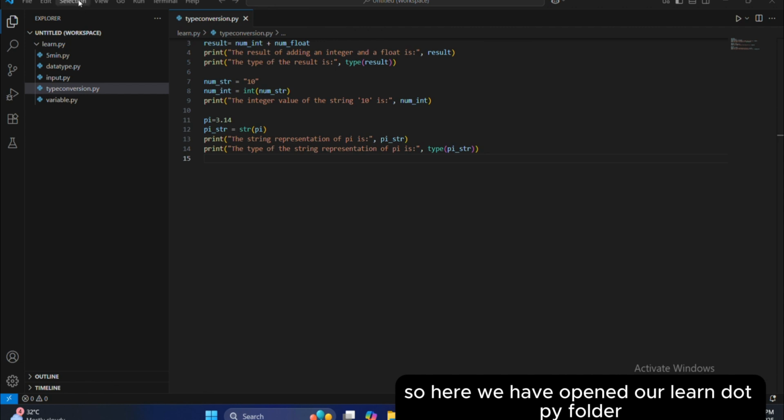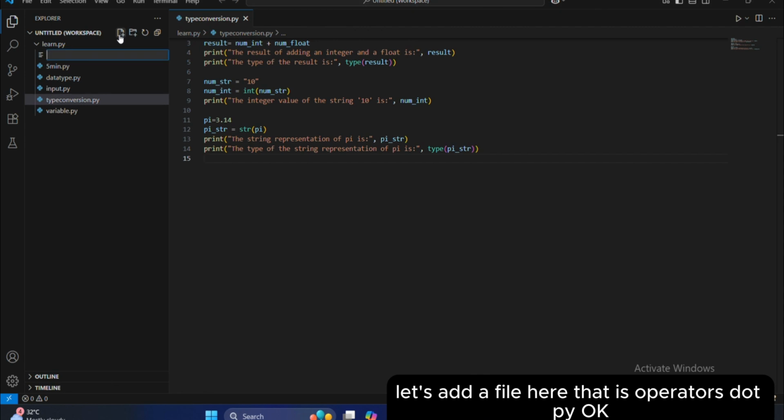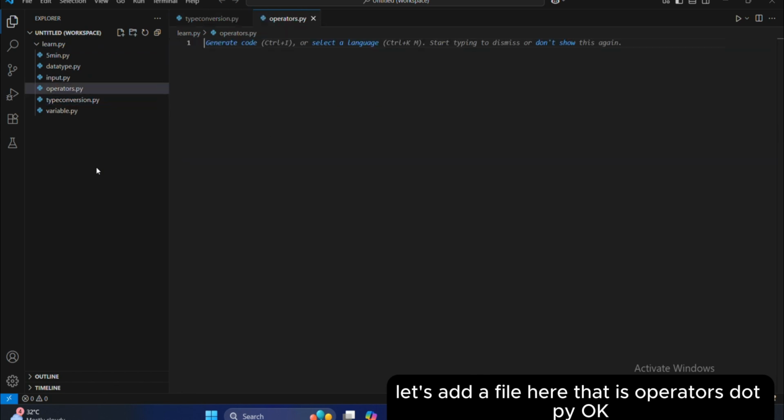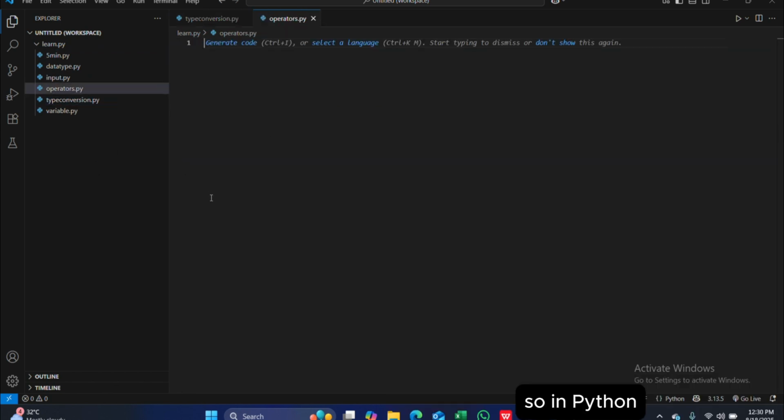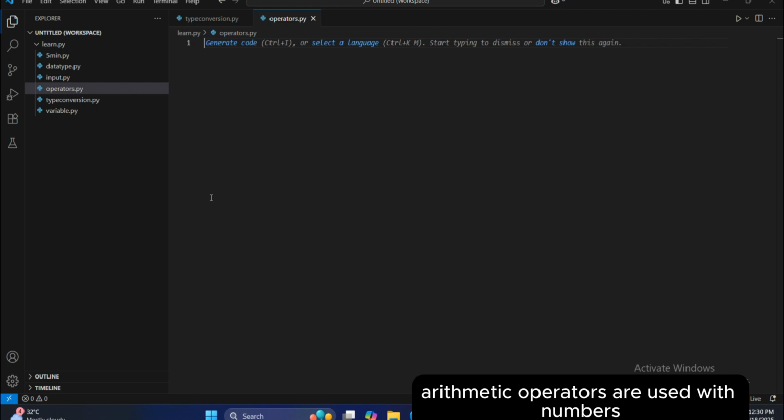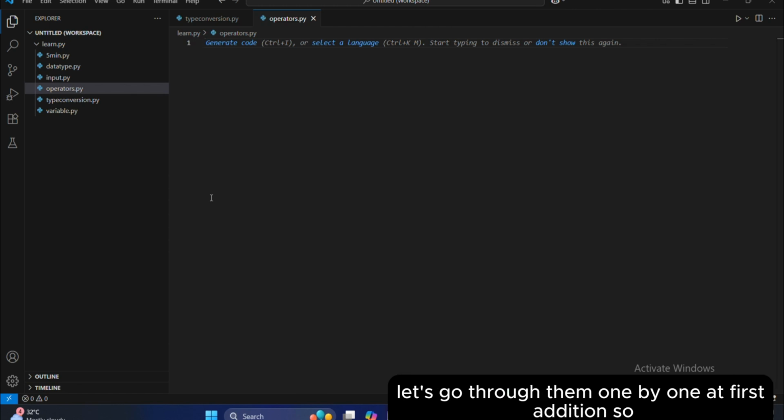So here we have opened our learn.py folder. There's a file here that is operators.py. So in Python, arithmetic operators are used with numbers. Let's go through them one by one.